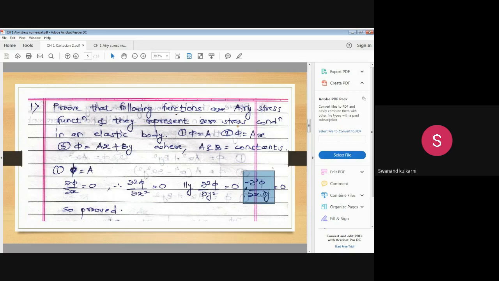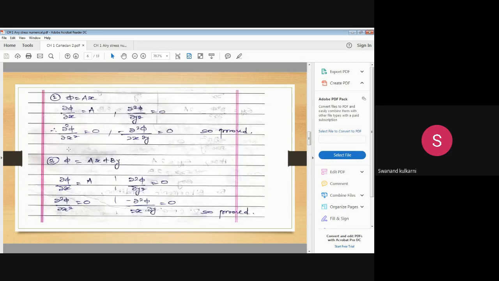So that's why it is proved that this particular function φ is equal to a has a zero stress condition in the elastic body, because for an elastic body we are using the Airy stress function. Is it okay? So that is φ is equal to a. Again, a simple equation: φ is equal to Ax. If we use this function, first of all let us differentiate with respect to x. So ∂φ/∂x, differentiating this equation with respect to x, what will we get?